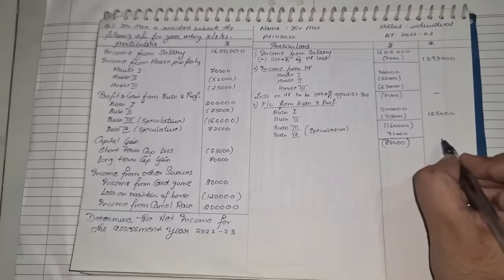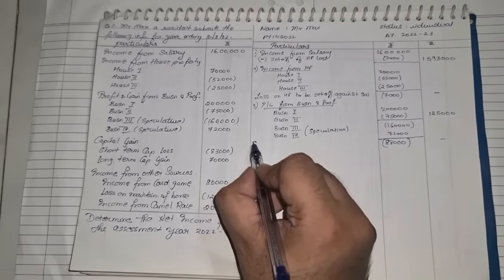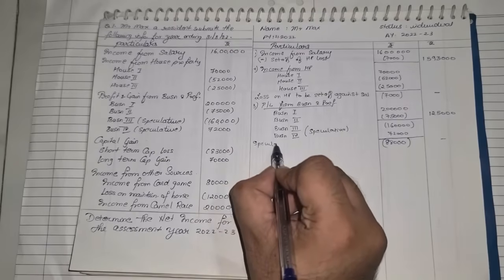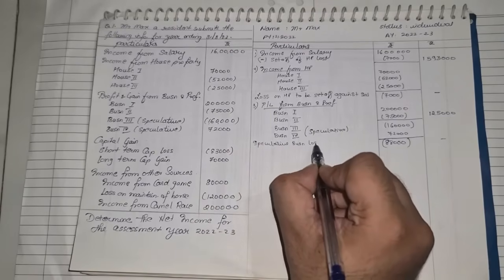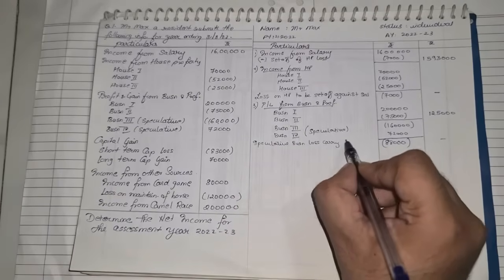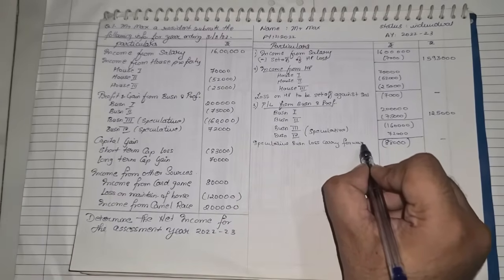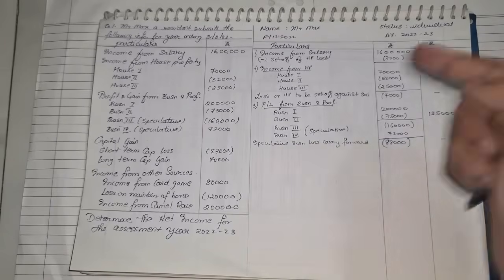So this negative 88,000, we will write this as speculative business loss, carry forward to the next year. So this is the loss which will be carried forward, you cannot set it off.